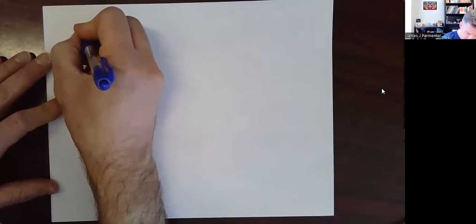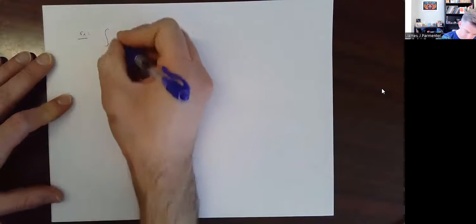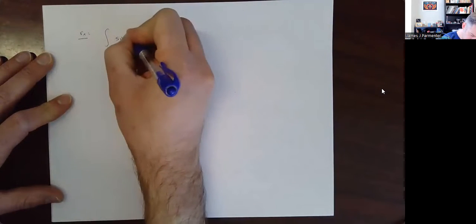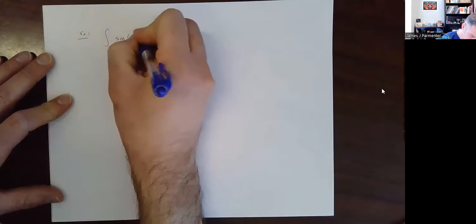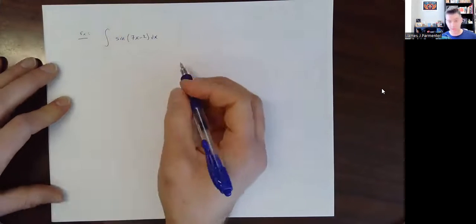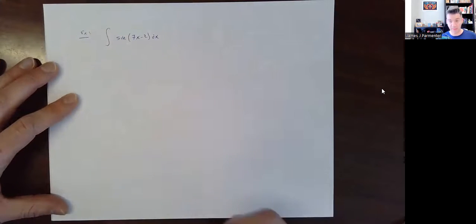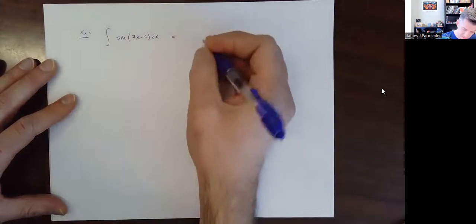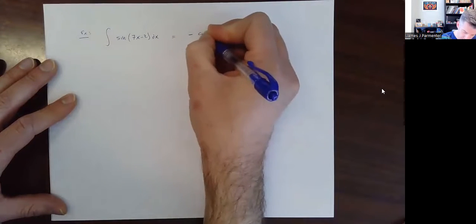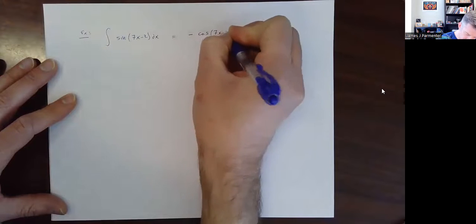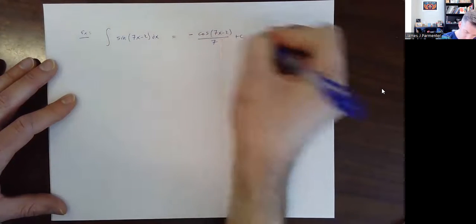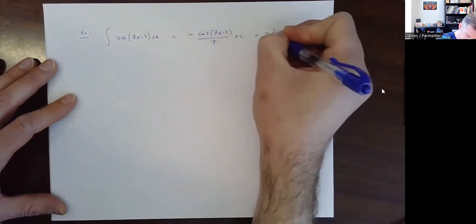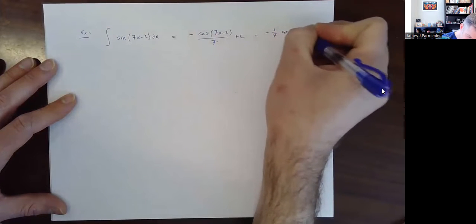So the integral of sine of 7x minus 2. Well, again, I know the derivative of sine of 7x minus 2 is going to make me multiply by 7, so the antiderivative is going to make me divide by 7. A negative cosine of 7x minus 2 divided by 7. Or if you prefer, a negative 1/7 cosine of 7x minus 2.